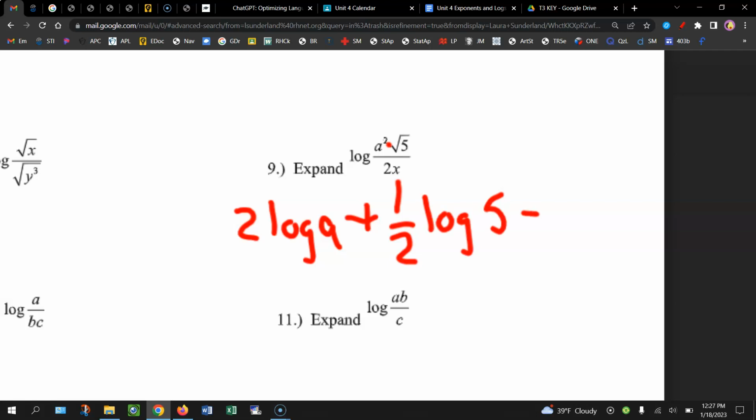You see division, you do subtraction. And I'm going to put this in parentheses because you're dividing by the 2 and the x. So it's 2 times x. You see multiplication, you do addition. So log of 2 plus log of x. And that's going to be the solution for that one.